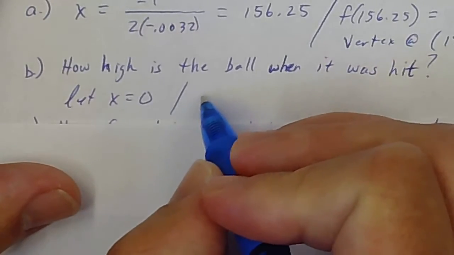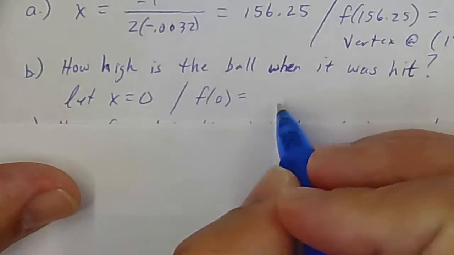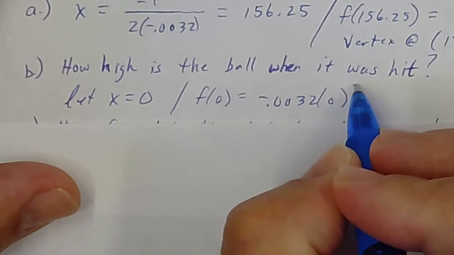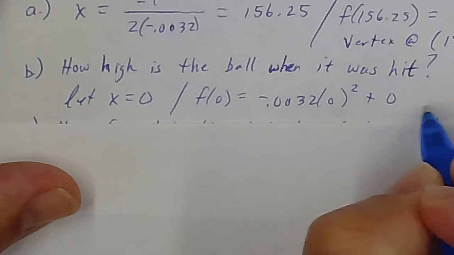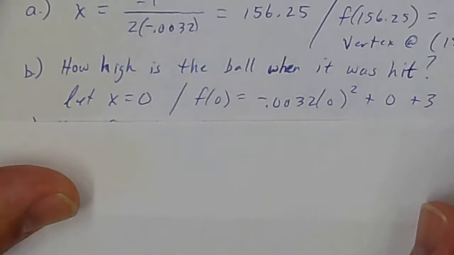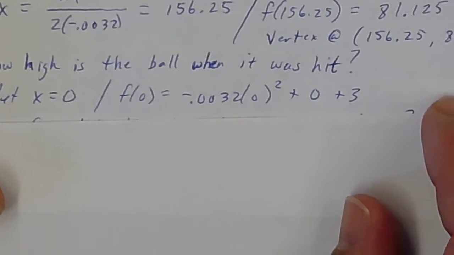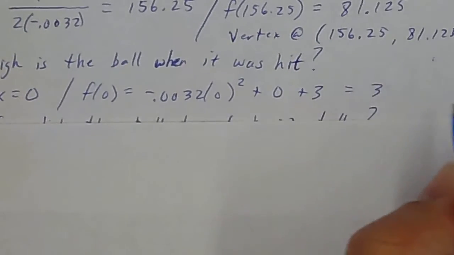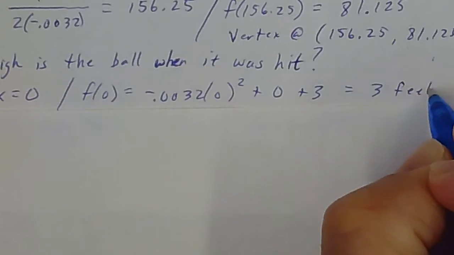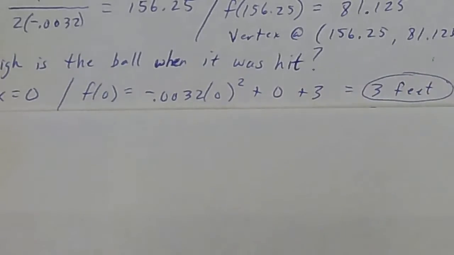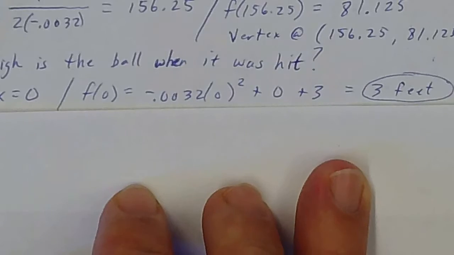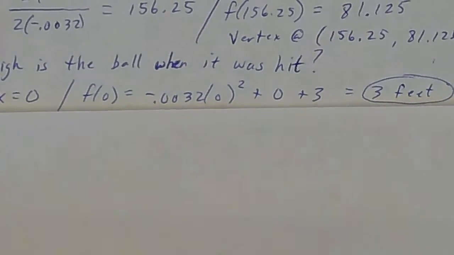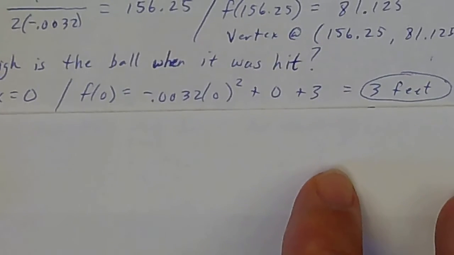Okay, so f of 0 is, this is one of the easiest calculations, because we're just going to get 3. So 3 feet high is how high the ball is when it was hit. Add to that it's the y-intercept if you want. That's what we just found.